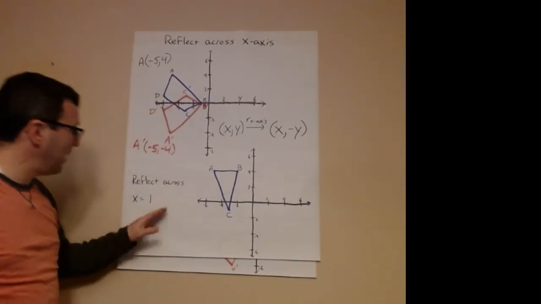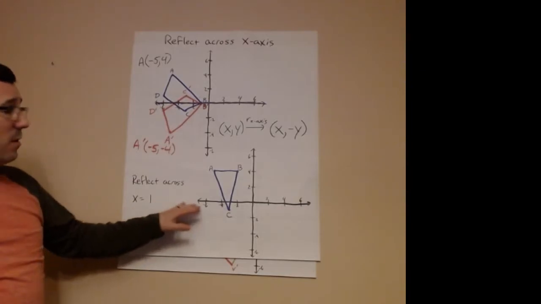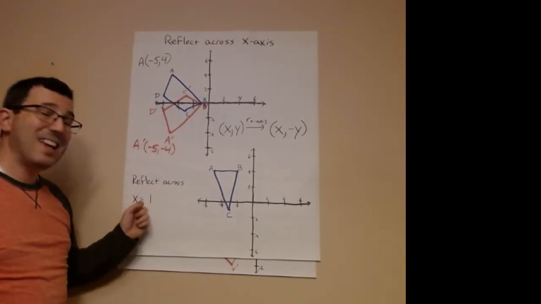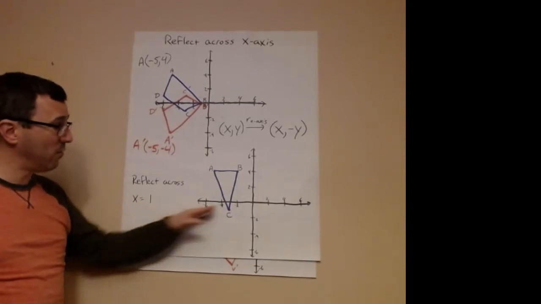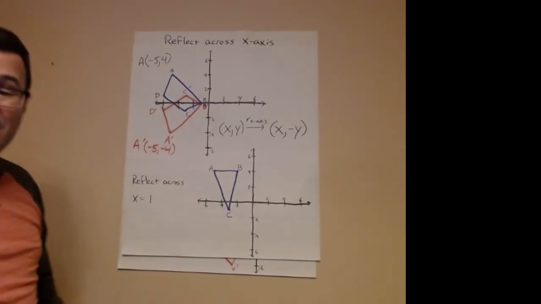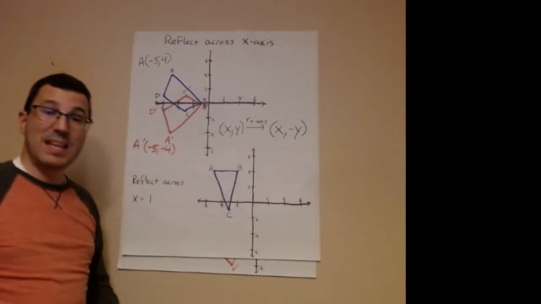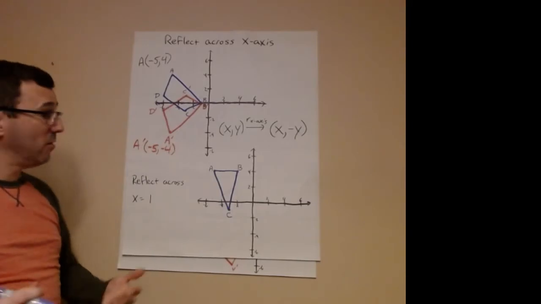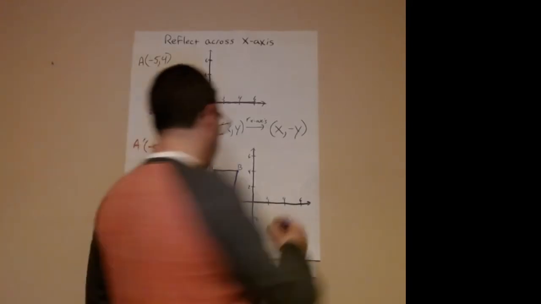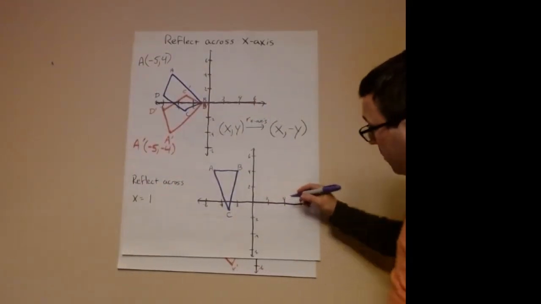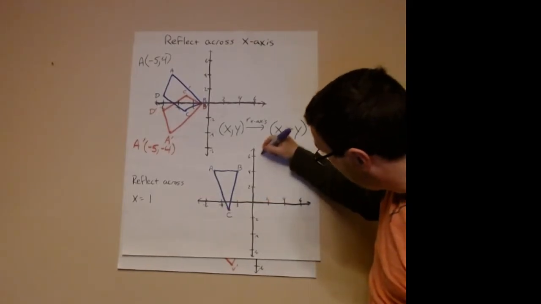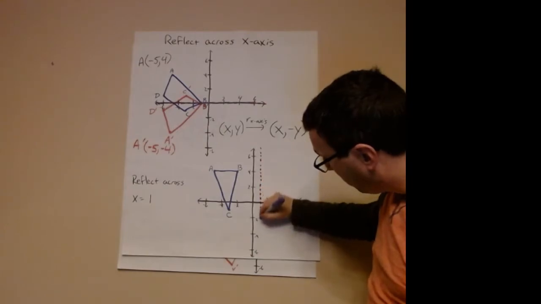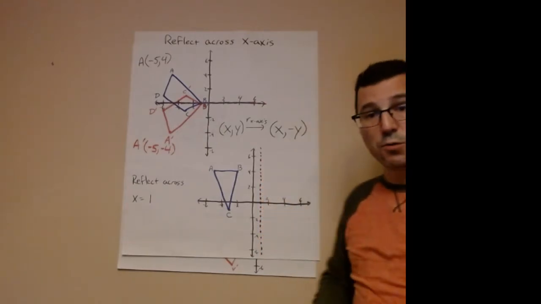Then I got this one down here. This one's a little different. It says reflect across x equals 1. So we have our triangle here. I don't see that line there. So I'm going to draw my line of reflection. Let me come on the other side here. So it says x equals 1. So I'm going to make a little dotted line at x equals 1.